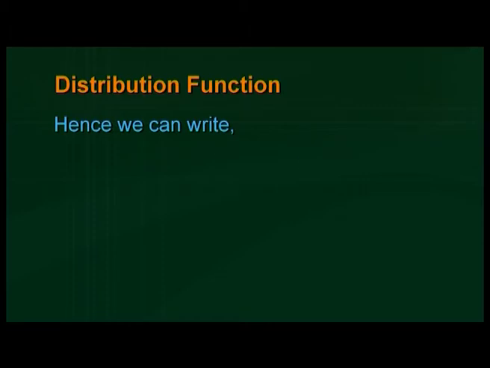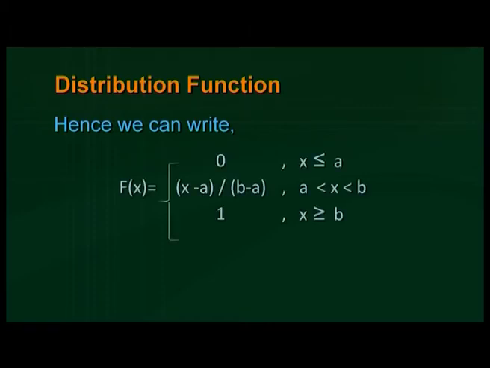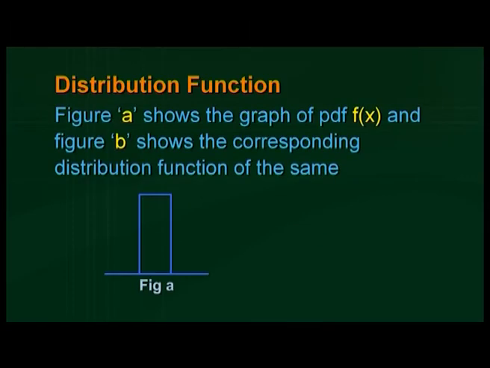Hence, we can write F of x is equal to 0 for x is less than or equal to a, x minus a divided by b minus a for a less than x less than b, and 1 if x is greater than or equal to b. Figure A shows the graph of PDF f of x and figure B shows the corresponding distribution function of the same.